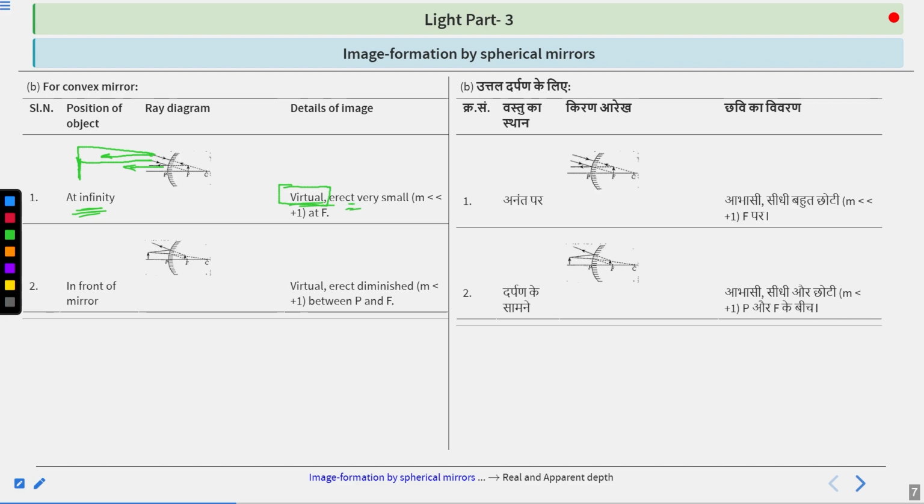That image will be erect, because if the object is in upward direction, the image will also be in the upward direction, but the image size will be small, very small. So m will be much smaller than +1, and the formation of the image will be at f. Okay. Now, second case, in front of mirror. Now the object is in front of mirror. So for this: virtual, erect, diminished, m is lower than +1, image will be between p and f. That will be the case. Got it?